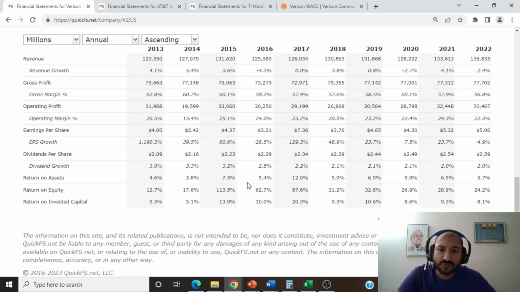As I said before, the company's return on equity numbers are inflated because of the capital structure of telecom companies, which have a lot of liabilities on their balance sheet. Next is the return on invested capital. This number gives an idea of how good the management is at allocating the company's capital and getting a return on that investment. Back in 2013, the company's return on invested capital was 5.3%, and for the year 2022, it's 8.1%.